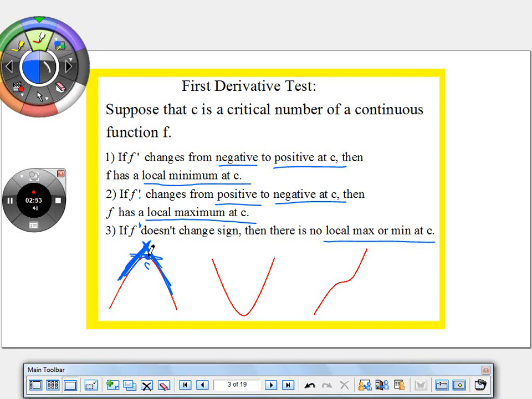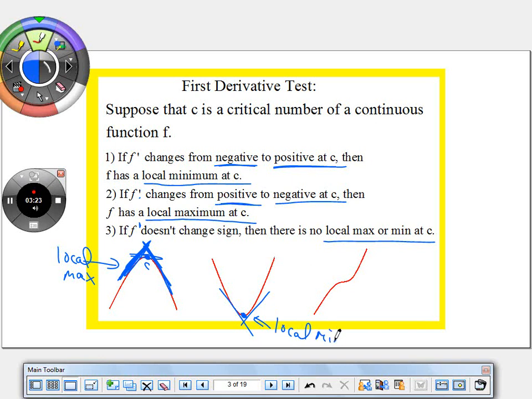So this one is a picture of a local max, and we can see the sign change for a local max. It goes from positive to negative, and you can see the slopes going from positive to negative. Now when you look at this one, this is where the critical number is, and so the first derivative will go from negative to positive, and whenever it goes from negative to positive, that means that we have a local minimum at that spot.